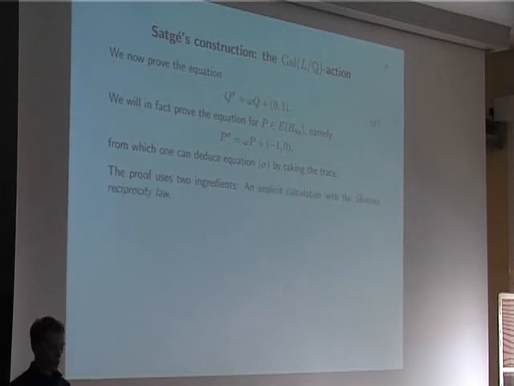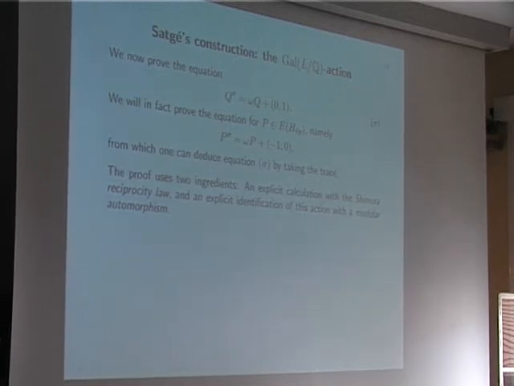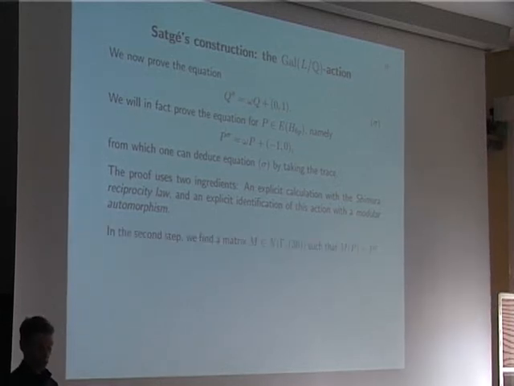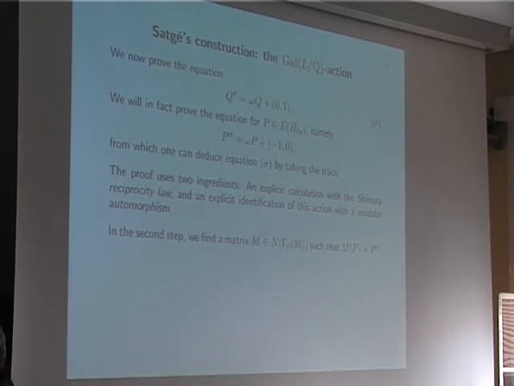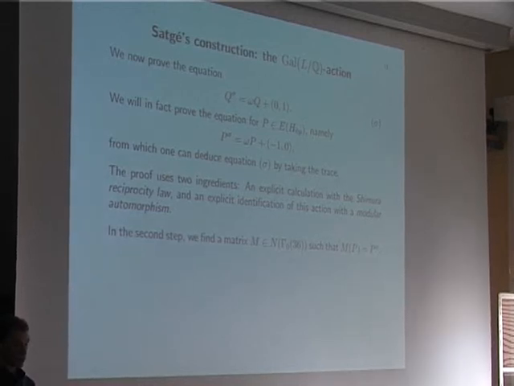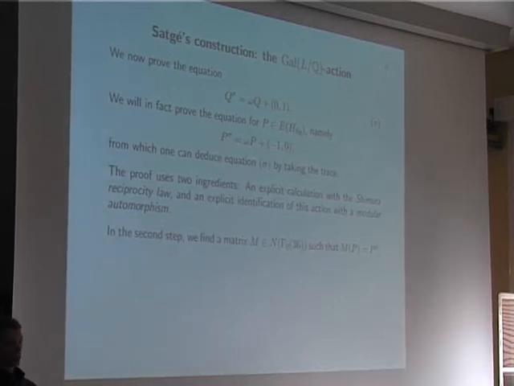So to prove the equation sigma, we're going to use 2 key ingredients. The first one is an explicit calculation with the Artin Reciprocity Law, which tells you how the Galois group acts. And then the second one is we'll use an explicit identification of this action with what's known as a modular automorphism. So what does this really mean? What's a modular automorphism? Well, okay, this is a little funny. So we're going to find a matrix M which normalizes gamma 0 of 36 such that when I take my point P and I act on it by M, I get the same thing as if I applied sigma to the point. So that may seem a little bit weird.